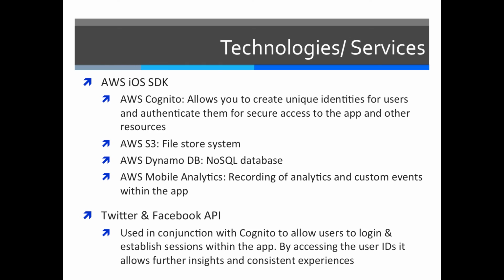We'll also be using the S3 service, which will be a simple image file storage service for our app. DynamoDB is just a NoSQL database that we'll be using to store information about text and notes that are associated with images in the app. And then throughout the app, we'll also have Mobile Analytics, which will be recording various custom events that we'll be writing in the demo.